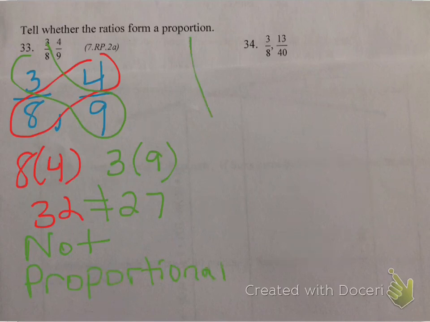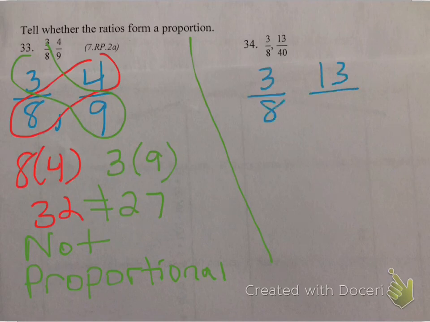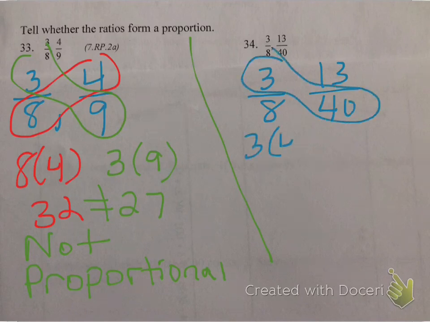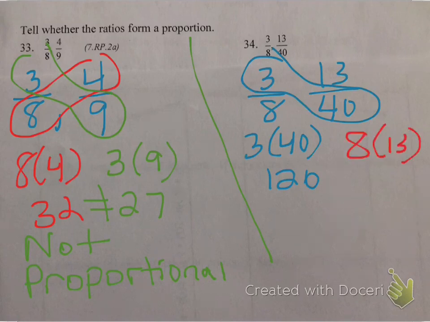Okay, and the next one, we have 3/8 and 13/40, so we could do cross product again. 3 times 40 is 120, and 8 times 13 is 104. 120 does not equal 104, so they are not proportional.